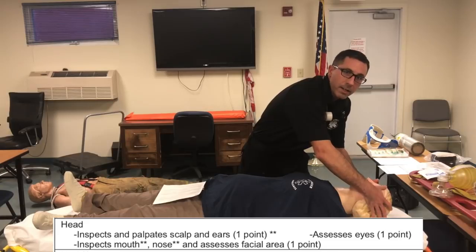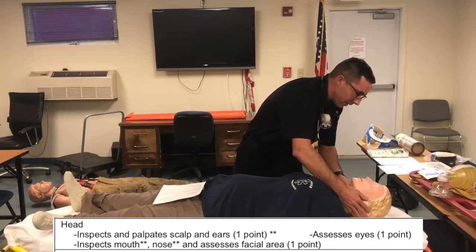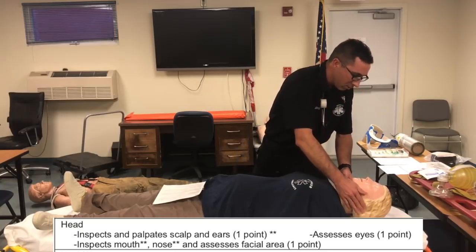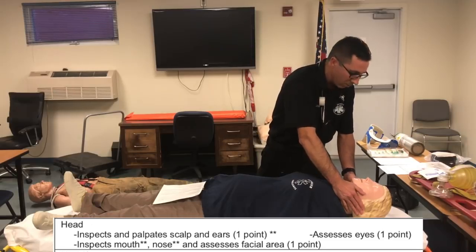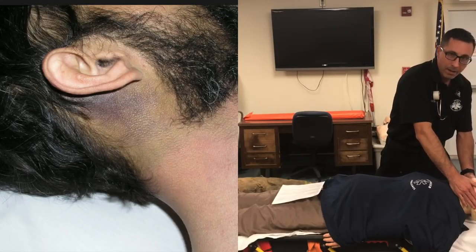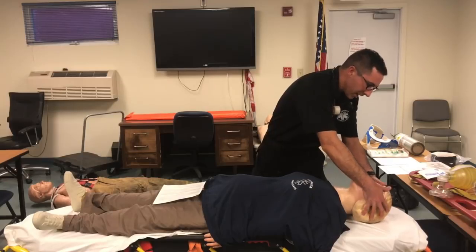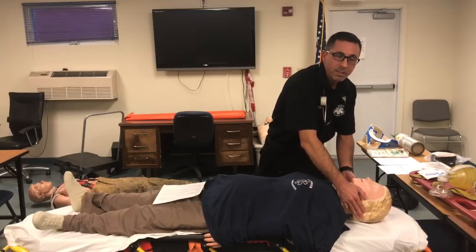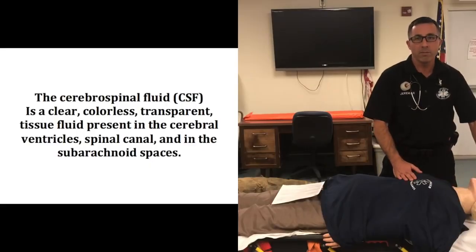Another thing you want to do is inspect the scalp. You're also going to inspect the ears. So when you get to the ears, what you're doing is looking for any blood or CSF coming from the ears. You also want to look for any bruising behind the ears. We call that battle signs. Okay, so you're checking the scalp, you've checked the head, come around and you want to check the ears for any blood or CSF. CSF stands for cerebral spinal fluid.